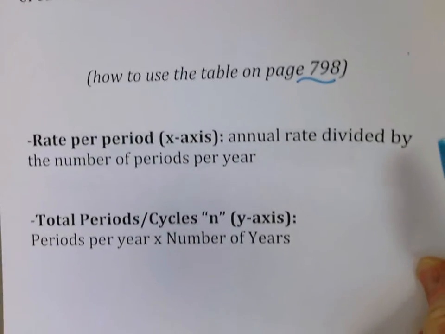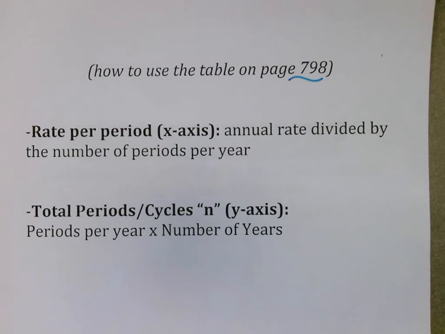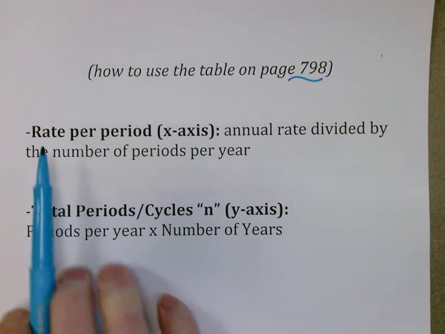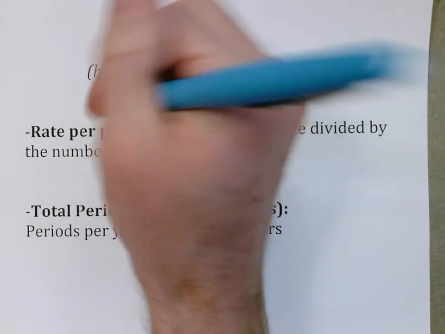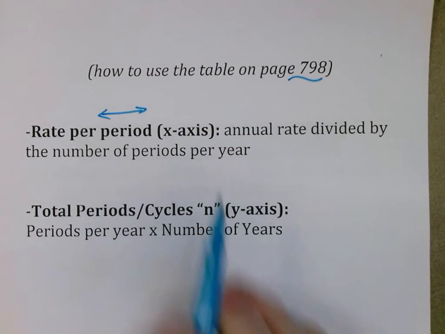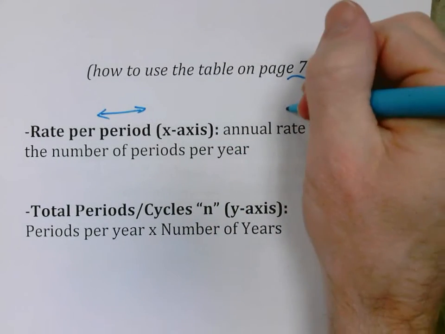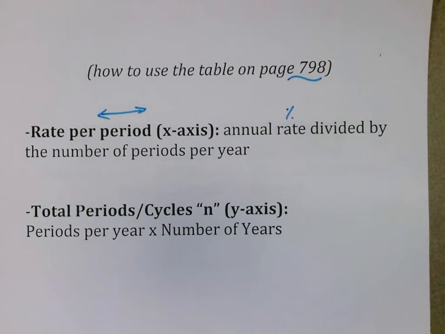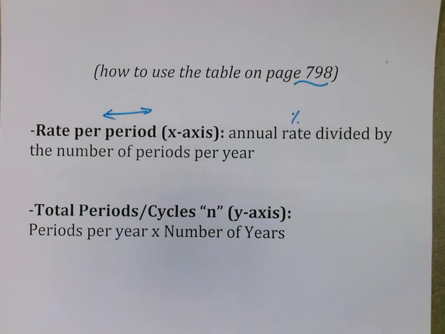And continuing our notes, here's how you're going to manipulate that table. It's a similar conversation to what we've done in the past with the table that we used on the warm-up. When it comes to your x-axis value, the horizontal section of the graph along the top going from left to right, that's the rate per period. That's where you take your annual rate, remember that's your percentage, divided by the number of periods per year. Remember, if that's semi-annually, that's 2. If it's quarterly, it's 4. If it's monthly, it's 12.